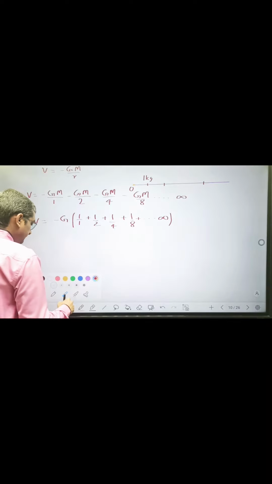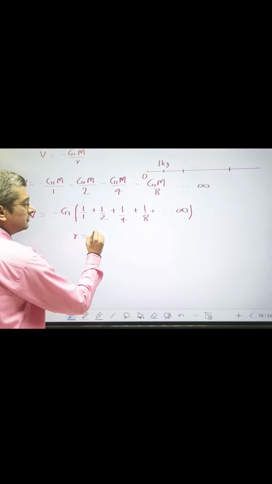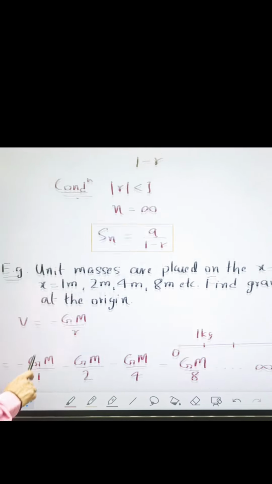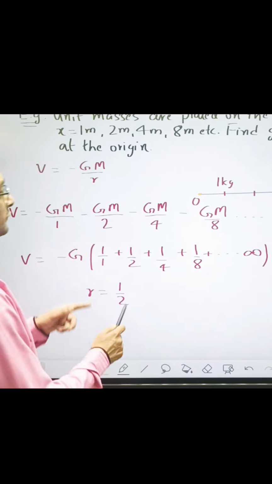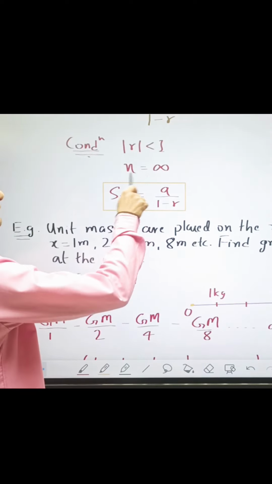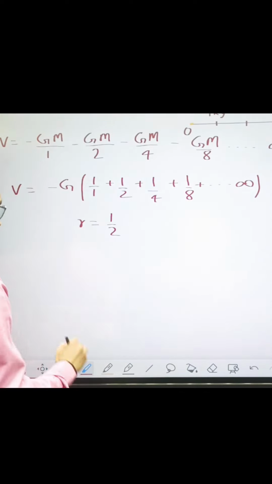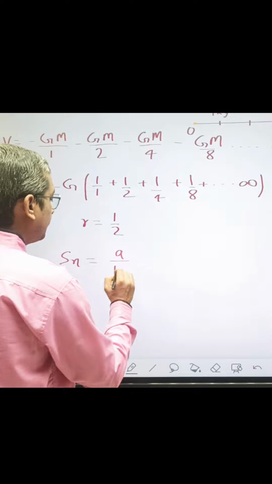This forms a geometric progression with a special case. Here r, the second term by the first term, is 1 by 2. Both the conditions are satisfied for the special case: the magnitude of r is 1 by 2, which is less than 1, and the series goes to infinity. So we can use the direct formula for the sum of an infinite series. And what is that formula? That is a by 1 minus r.